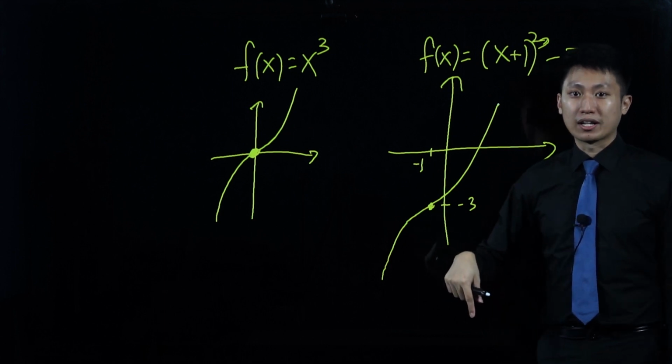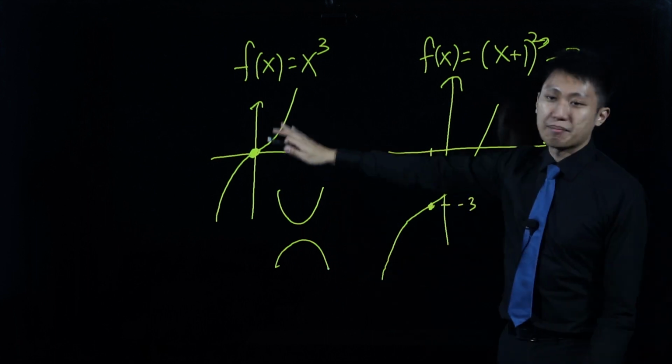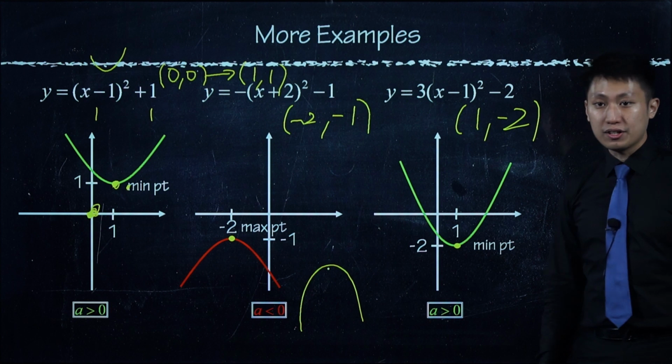Now the basic graph is what? Smiley or sad face. Later on the basic graph can be this, can be others, and so on. Okay, no problem. Let's move on to the next one.